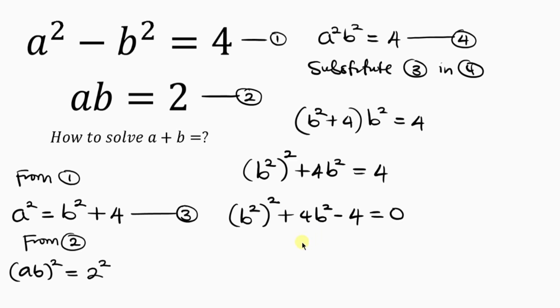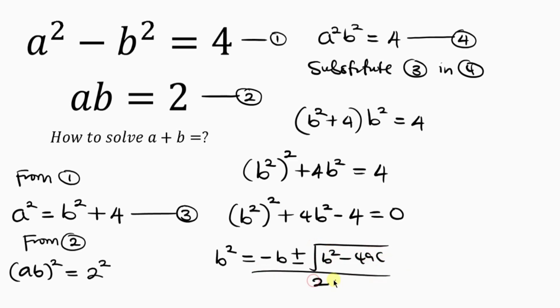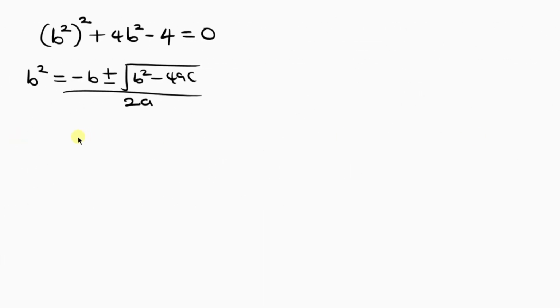I'm going to be using the general formula to solve this quadratic equation. And the general formula we're going to be using is b squared equal to negative b plus or minus the square root of b squared minus 4ac all over 2a. Now notice this b is different from this. This is just the general formula we're going to be using. So this b is actually different. Let's go ahead and bring this out. Okay, so now let's go ahead and substitute.